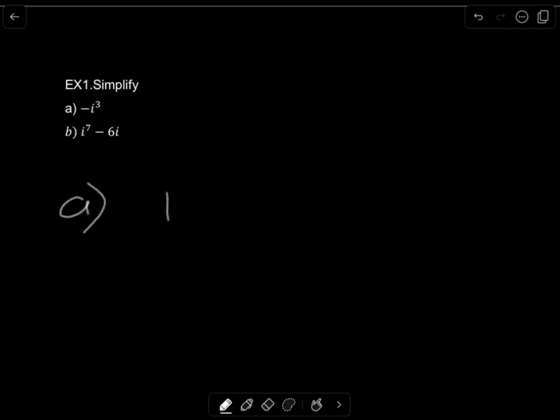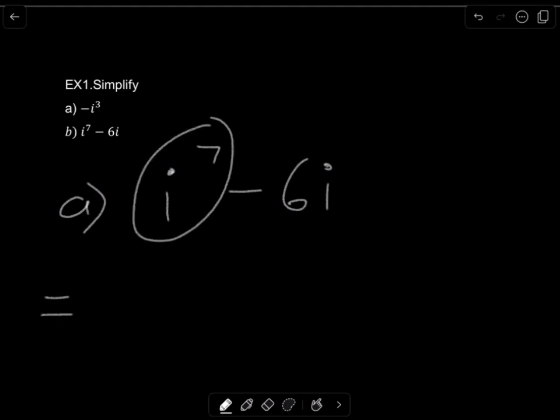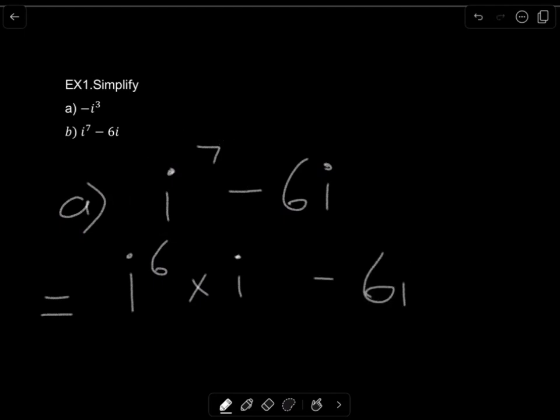Okay, so for question B, we have i to the power 7 minus 6i. So it's the same situation. We want to get terms involving i squared. So this is equal to, now i to the 7, that is i to the 6 multiplied by i to the power 1. Okay, but we don't have to write that power 1 because we know it's there. i to the 6 multiplied by i gives us i to the 7. The minus 6i we are going to leave as is. We can't really simplify this any further.